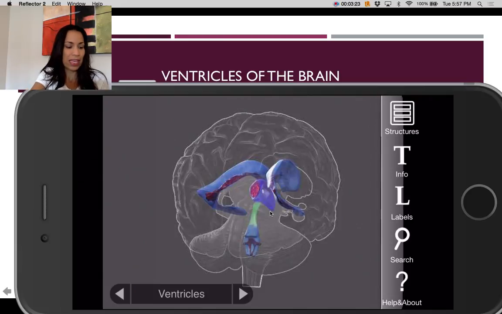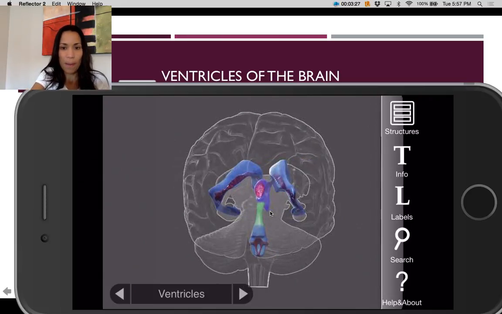And they are connected to each other by, can you see these orifices, these ducts? So these are the interventricular foramina that connect the lateral ventricles with the third, and this is the aqueduct of Sylvius or mesencephalic aqueduct or cerebral aqueduct that communicates the third ventricle with the fourth ventricle, and then the fourth ventricle continues with the central canal of the spinal cord. And all of that is filled with cerebrospinal fluid.